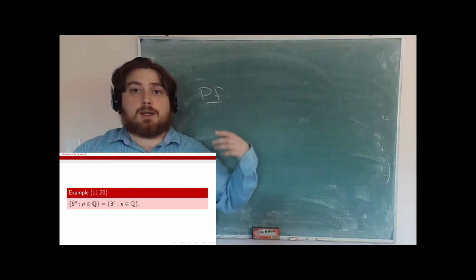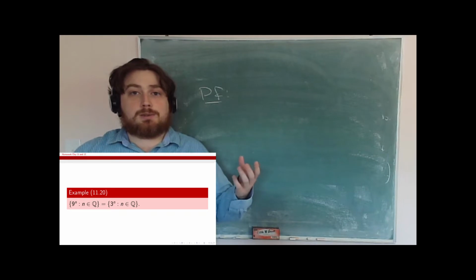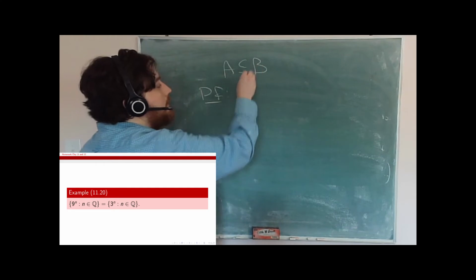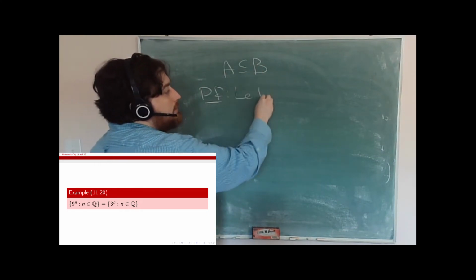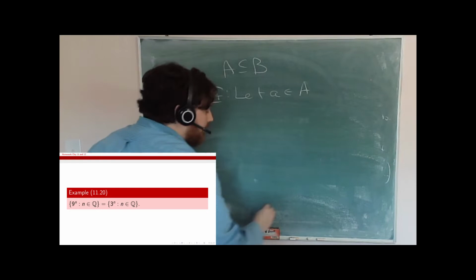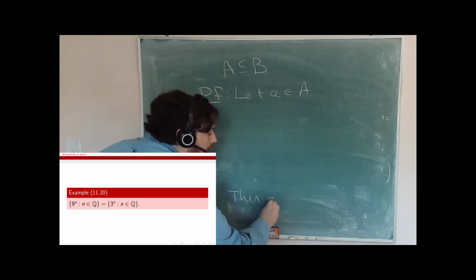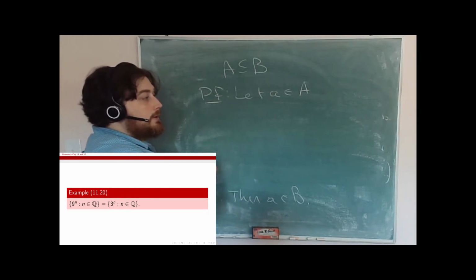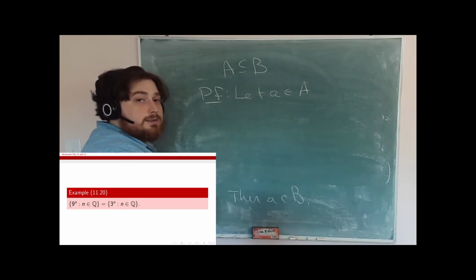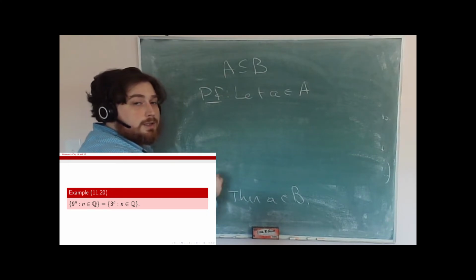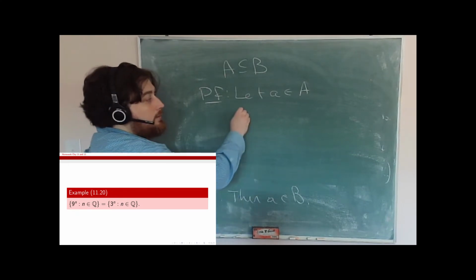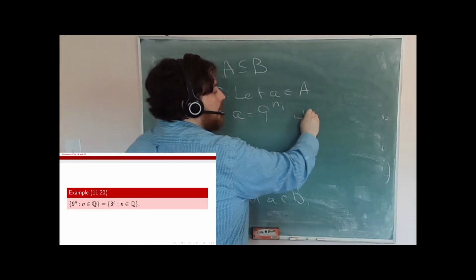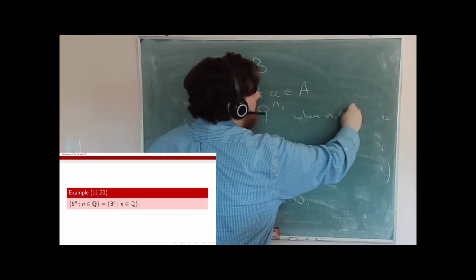To recall, to show A is equal to B, we have to show A is a subset of B and B is a subset of A. So for my proof, I'm going to start off with showing A is a subset of B. So let a be in A. I have to show that then a is in B. Well, in this case, the A I'm talking about is the right-hand side, so that means a is in the set of all things that look like 9 to the n such that n is a rational number. So what that means is a is equal to 9 to the, let's say, n1, where n1 is rational.